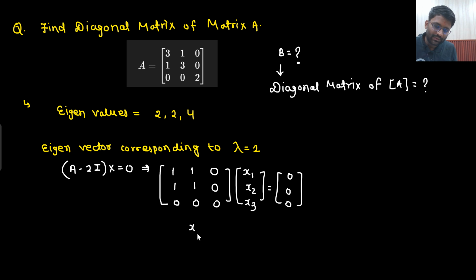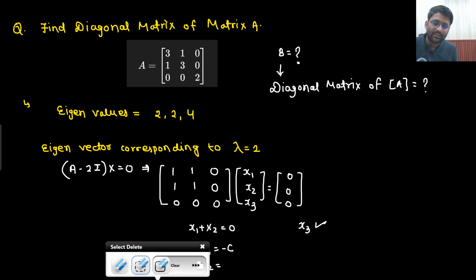x1 plus x2 equals 0, and the next equation is also x1 plus x2 equals 0. The next equation is also giving us x1 plus x2 equals 0. So x3 is a free variable. x3 is free, and let's just say x1 is minus c. So what will be x2? x1 is minus c, so x2 will be c.